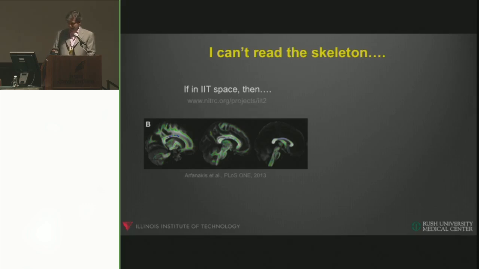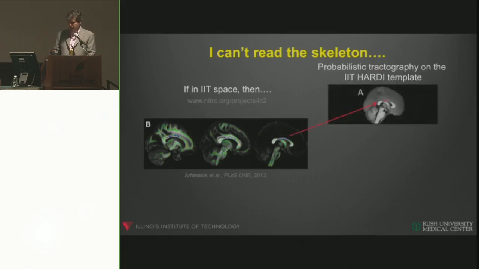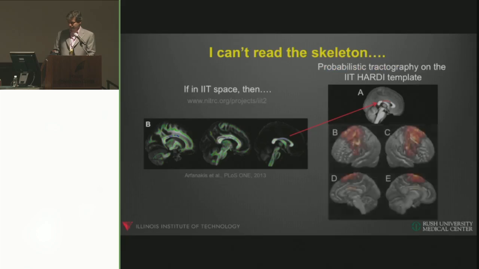Well, if you've done the analysis in IIT space using the IIT skeleton, then you can actually extract that ROI and perform Hardy tractography on the IIT Hardy template, which will give you the parts of the brain that have connections through that ROI. So this means you don't have to have Hardy data in order to do this. You can actually use the Hardy data within the atlas in order to do this connectivity.